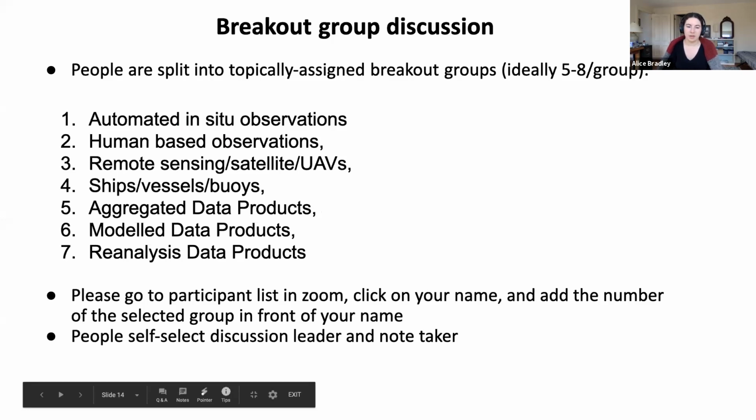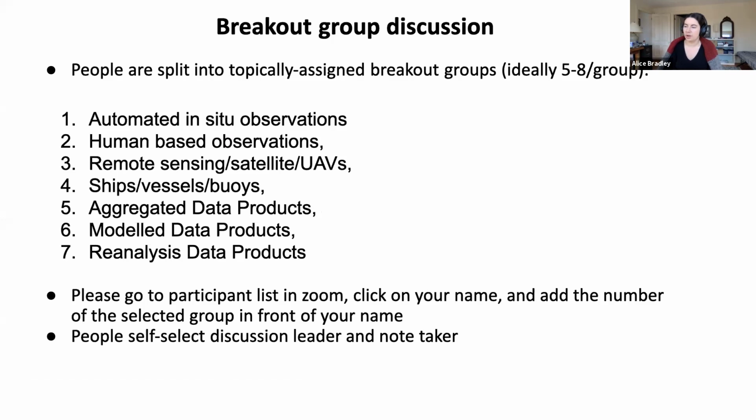How we're going to divide up into these discussion groups is according to themes of observations. It looks like we have about 18 people on the call right now, so we'll try for three groups. If you could go ahead and, in the participant list in the Zoom window, hover over your name where it says more, select rename, and add a number in front of your name that corresponds to one of these types of observations. We have seven possible themes here. We're going to have to bundle people a little bit when putting together these discussion rooms, but this is just to get a sense of what types of observations people are interested in. We'll try and get some overlapping interests.